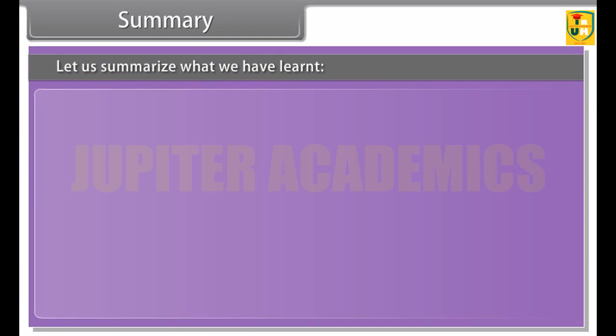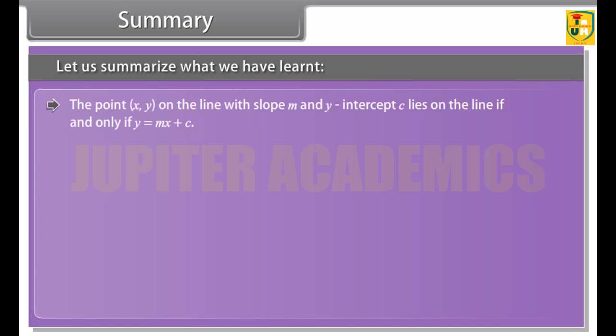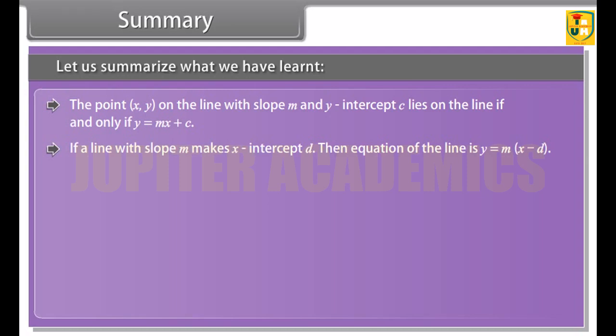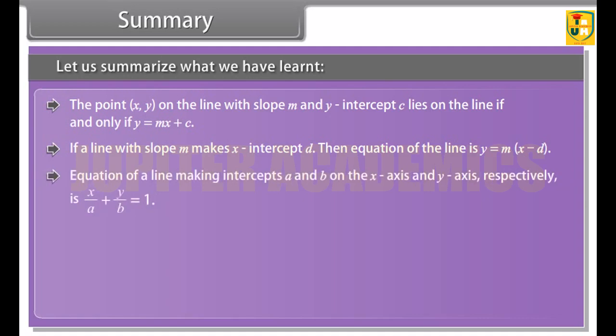Summary. Let us summarize what we have learned. The point x, y on the line with slope m and y-intercept c lies on the line if and only if y is equal to mx plus c. If a line with slope m makes x-intercept d, then the equation of the line is y is equal to m into x minus d. The equation of a line making intercepts a and b on the x-axis and y-axis respectively is x upon a plus y upon b is equal to 1.